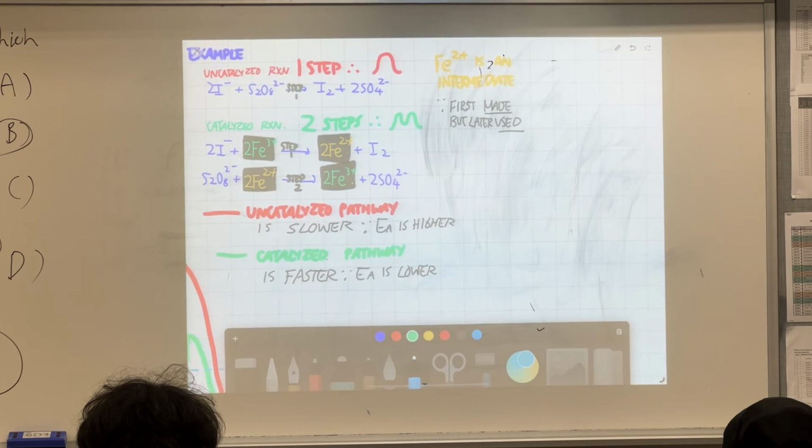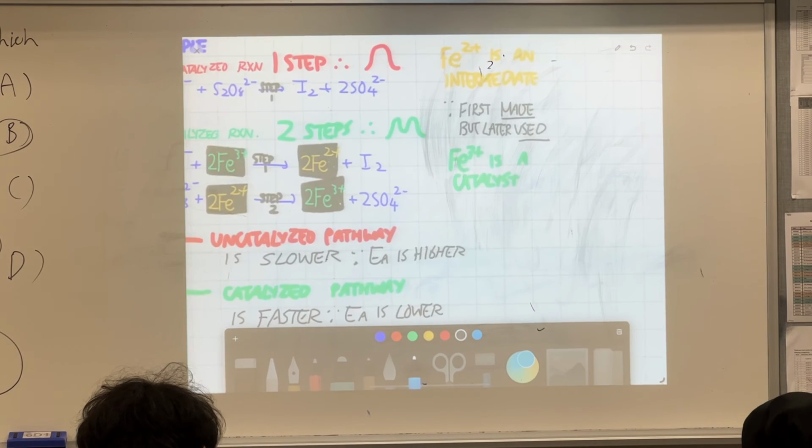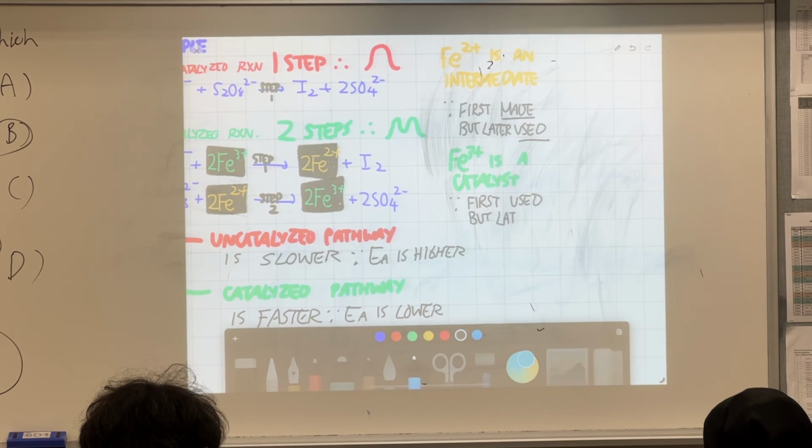And what about iron 3 plus? Well, we call it a catalyst. This is because what happens to a catalyst? It is first used, but later made. So remember the difference: first used, but later made.